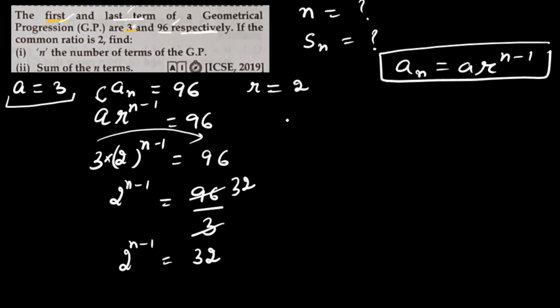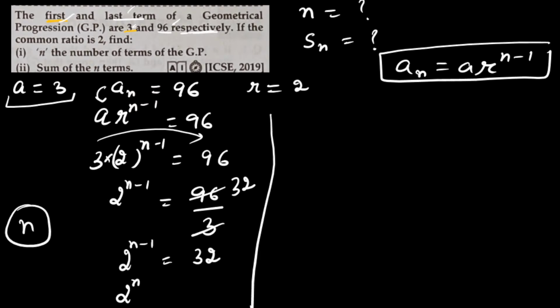So here I got 32. Same concept we will do. Whenever we are finding n, we have to make the bases same. So if I make the bases same, 32 is 2 to the power 5. So now bases are same, we can equate powers.